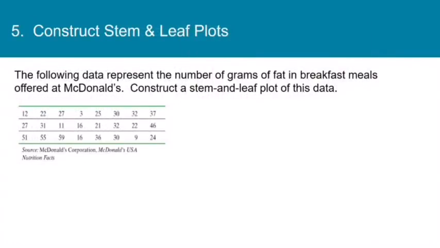Now I'm going to show you how to make your own stem and leaf plot. This example says the following data represent the number of grams of fat in breakfast meals offered at McDonald's. Construct a stem and leaf plot of this data. So let's just look at this first.